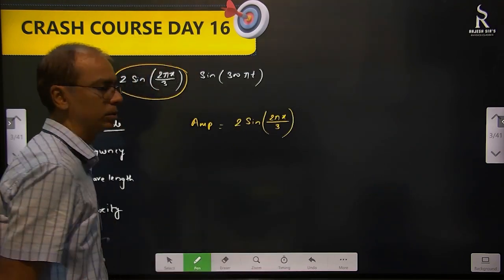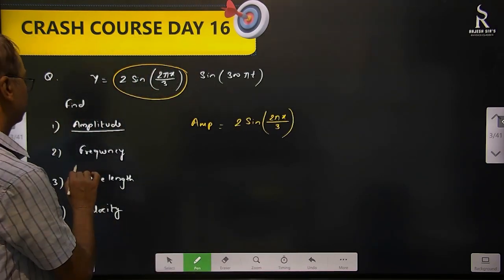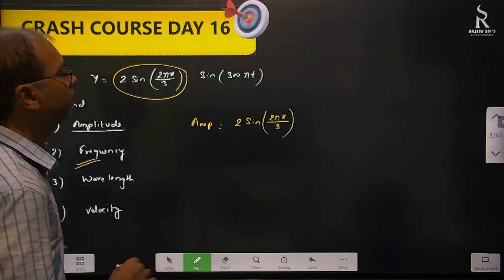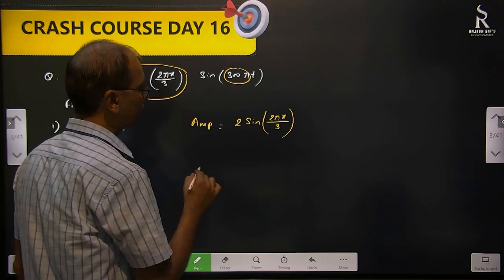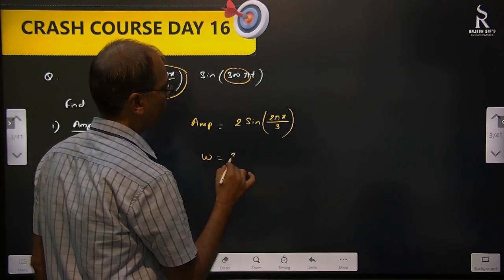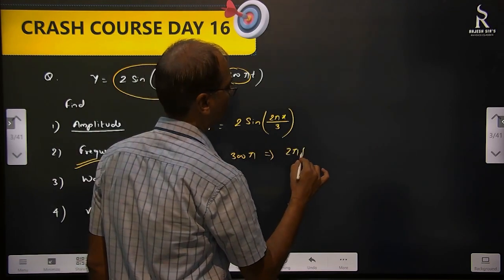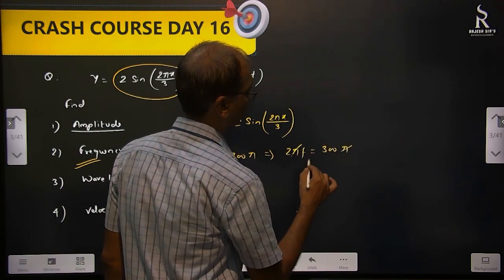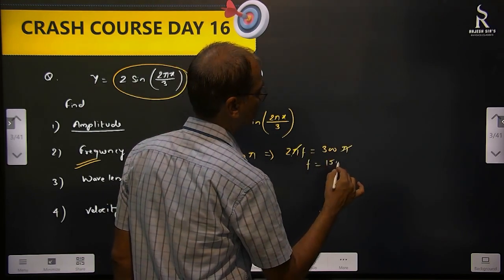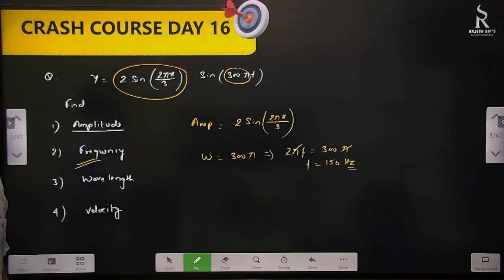This is the amplitude. Then frequency. So frequency you will be getting from omega. Omega value is 300 pi. Okay, so omega is 300 pi, and omega is 2 pi into f. 2 pi into f is equal to 300 pi. So frequency equals 150 hertz. Okay, frequency is 150 hertz.